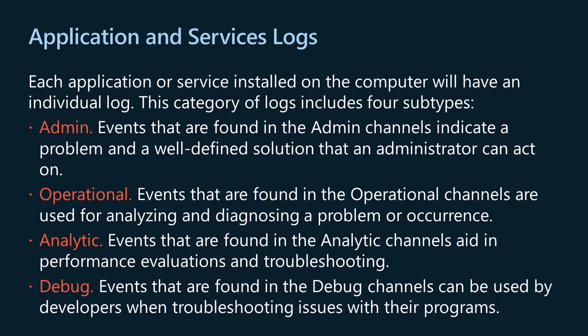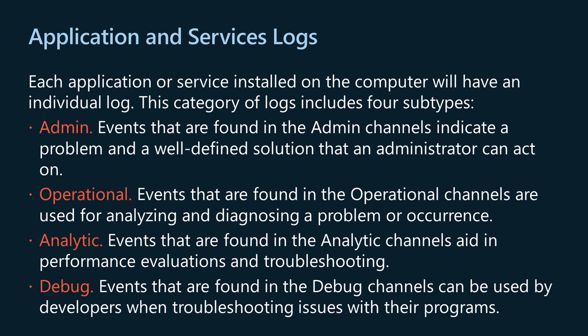Each application or service installed on the computer will have an individual log. These logs store events from a single application or service rather than events that might have system-wide impact. This category of logs includes four subtypes for which the application or service can provide events. These subtypes are admin, operational, analytic, and debug logs.